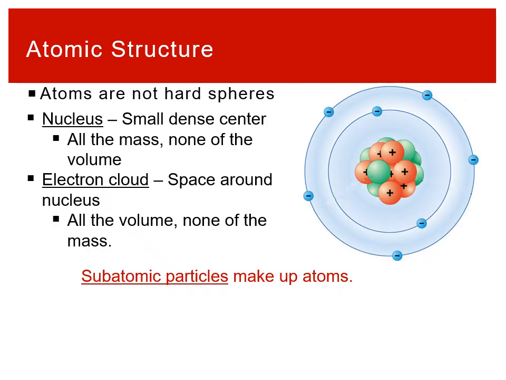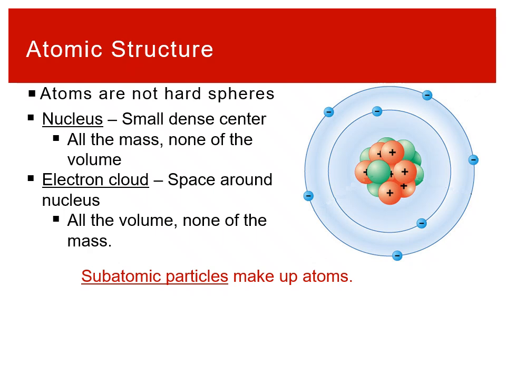So we know that atoms are not just hard spheres. Right? We have a small dense center, that is the nucleus, right? All the mass and the volume, and then the electron cloud is around it. So that's all the space around the nucleus, all the volume, none of the mass. And when it comes to characterizing atoms, what we care about are the numbers of subatomic particles.